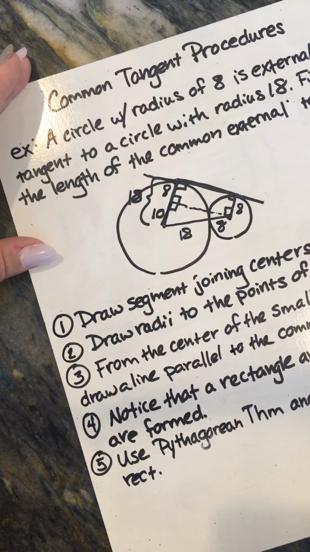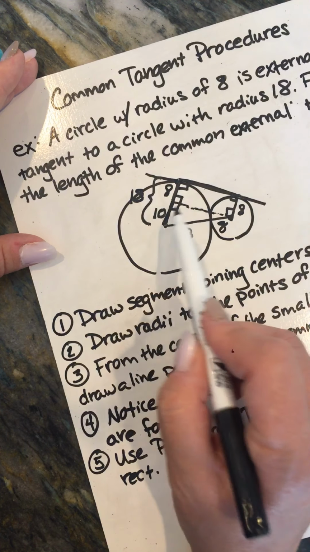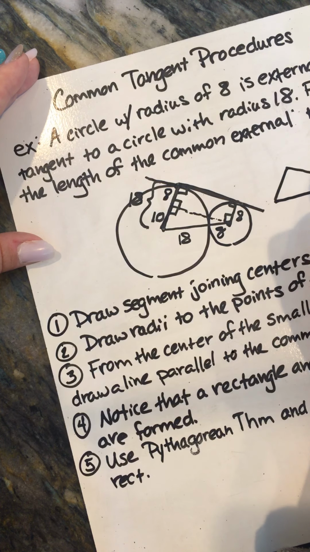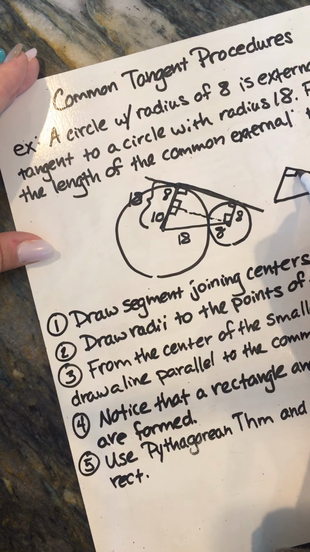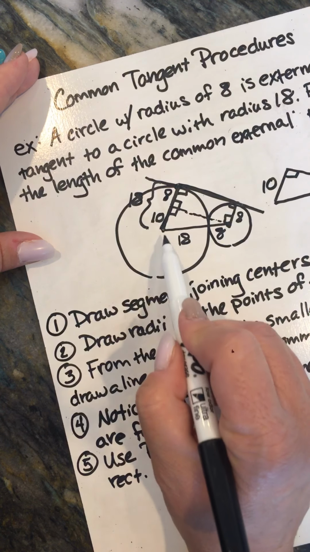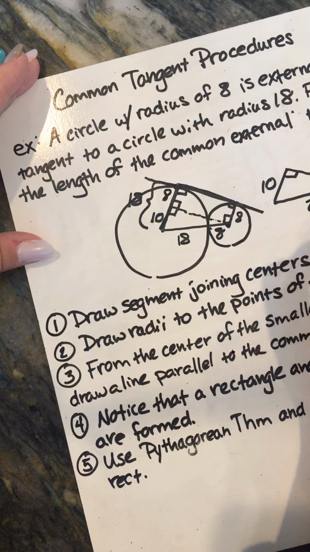All right, so we've got a right triangle. I'm going to redraw it a little bit. I'm going to draw it outside of the circle so you can see it a little bit better. Here's your right angle. This is 10. This hypotenuse is 18 and 8, so 26.